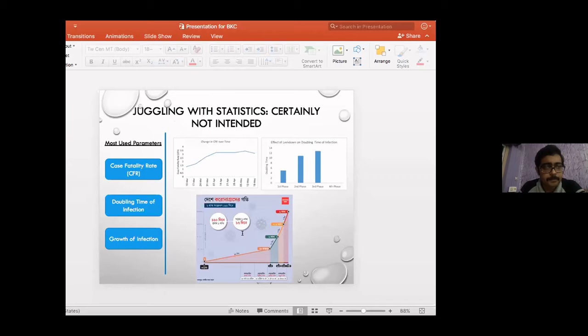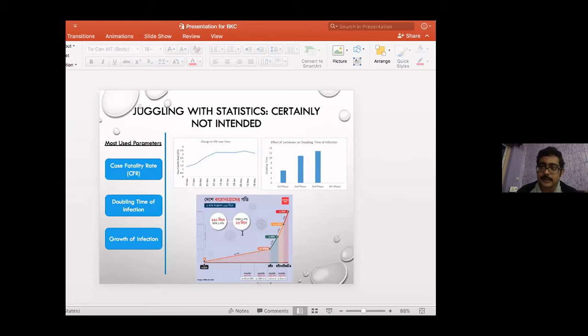Now, there has been a lot of juggling with statistics, which I want to mention. Whether it is the government showing a statistic, the opposition showing a different statistic, or the media showing a different statistic, this juggling of statistics should be immediately stopped because it does not contribute to a positive critical appreciation of the case of COVID-19. The three most used parameters in this context are case fatality rate, known as CFR, the doubling time of infection, and the growth of infection.